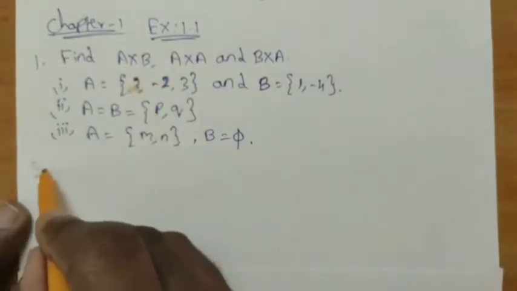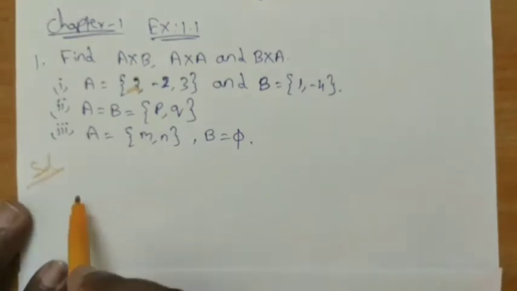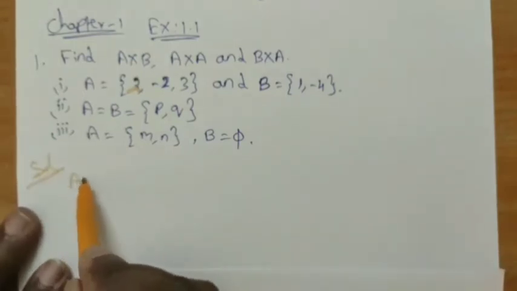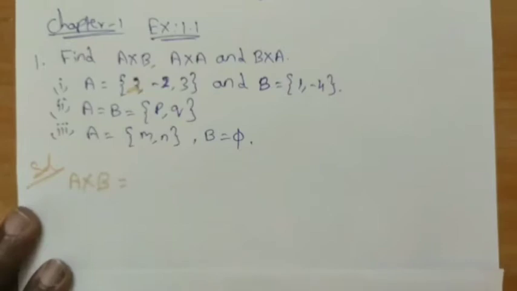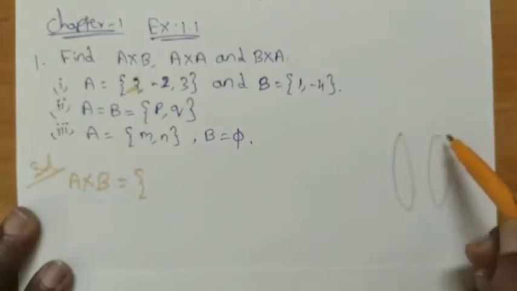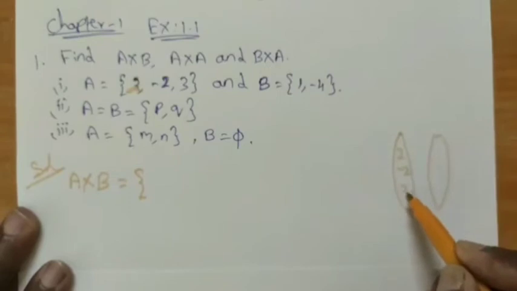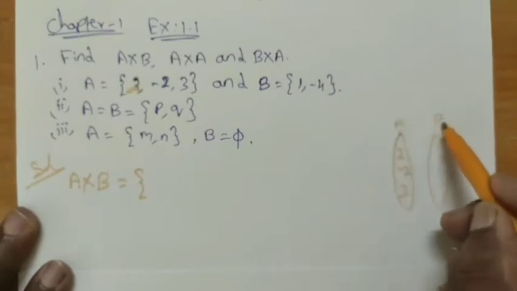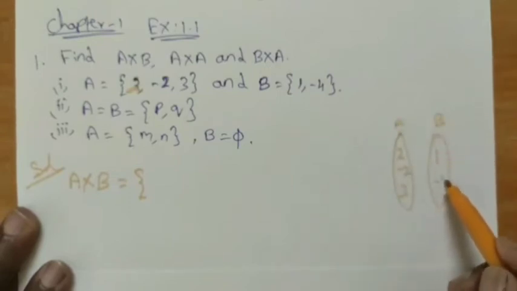Let's check the solution one by one. Suppose it is A Cartesian product of B. What are the elements of set A? Let me draw it like this. It is very useful for writing the sets easily. 2, -2, 3, that is set A. The set B is 1 and -4.